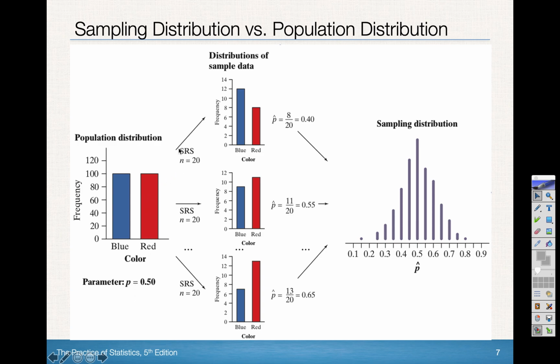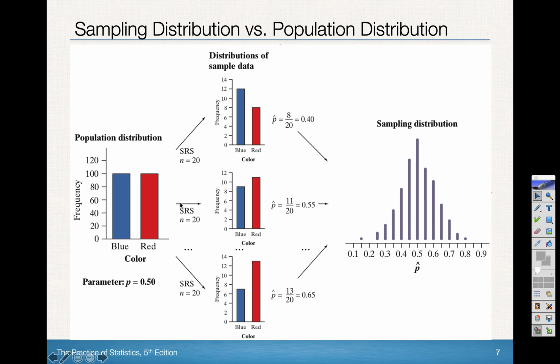Then I take a simple random sample of 20 marbles, and in that simple random sample, 8 of them are red, 12 of them are blue. So now my p hat value, which is the statistic that I got, is 8 over 20, or 0.4. I took another simple random sample, and 11 of the marbles were red, and 9 of them were blue. So my p hat value here was 11 over 20. I took another simple random sample, and I had 13 red marbles and 7 blue marbles. So my p hat value is a little bit different. Every p hat value is going to be a little bit different because every simple random sample has a possibility of having some sampling variability.